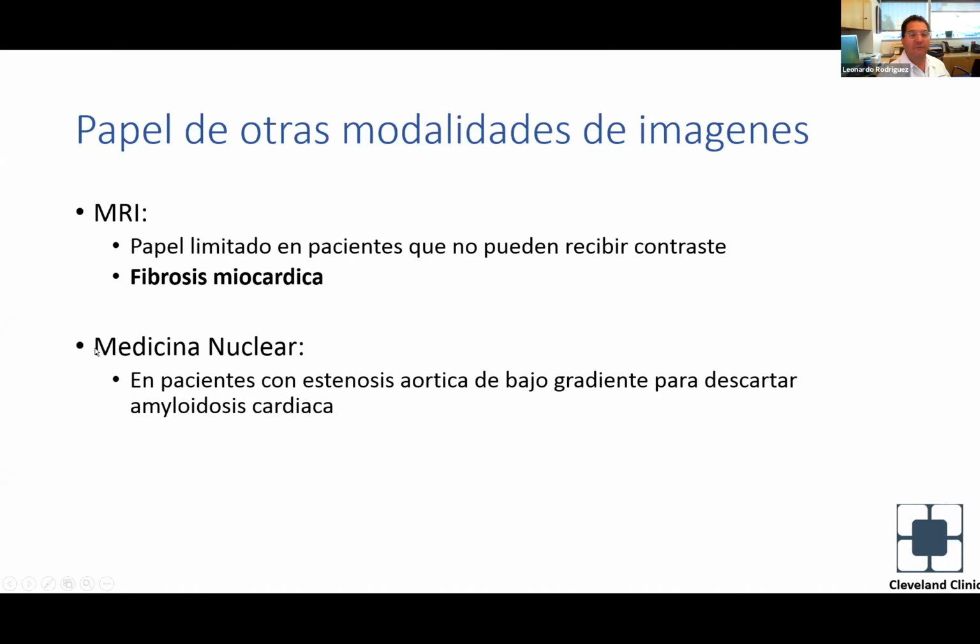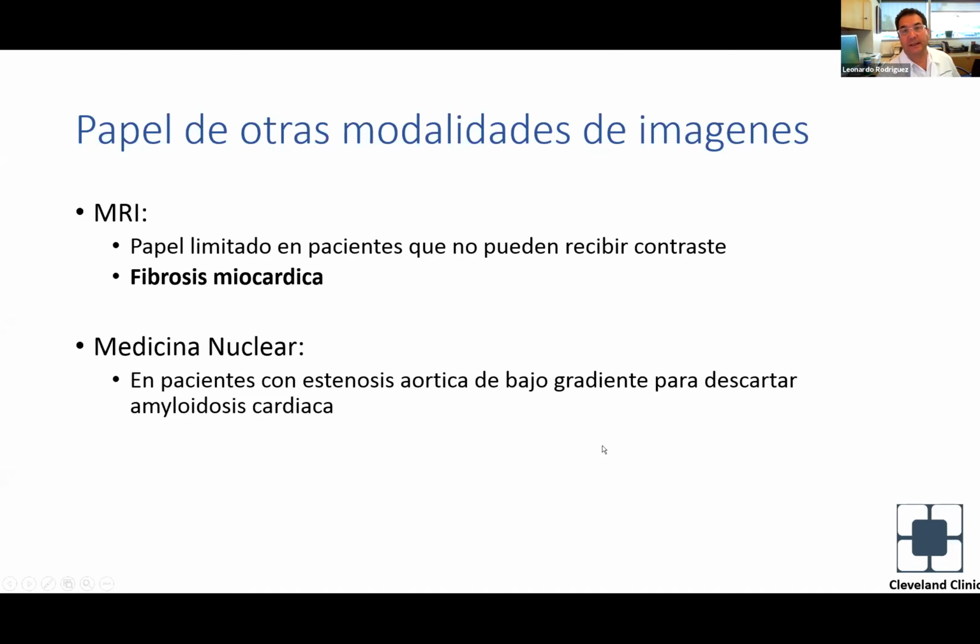Y finalmente, y en forma periférica, el uso de medicina nuclear, ya no tanto para el diagnóstico de la severidad de estenosis aórtica, sino para el diagnóstico de amiloidosis cardíaca en aquellos pacientes que tienen estenosis aórtica severa, pero tienen bajo gasto o baja función sistólica ventricular. Se sabe que, y los números cambian, depende del autor, pero entre el 8 y el 12%, 14% de los pacientes con estenosis aórtica severa, ancianos, pueden tener amiloidosis cardíaca.